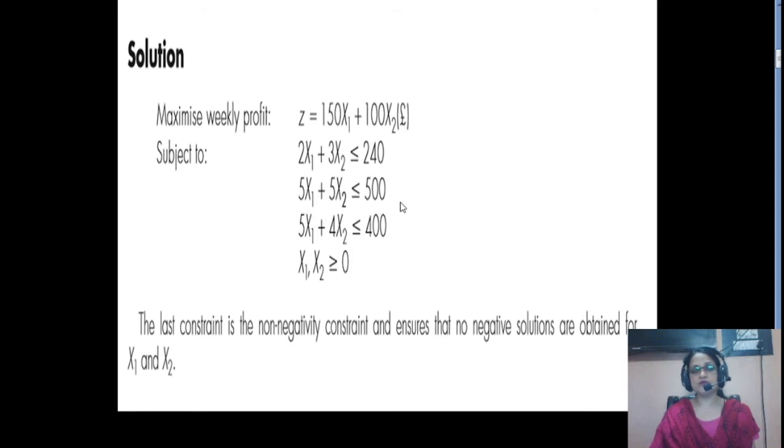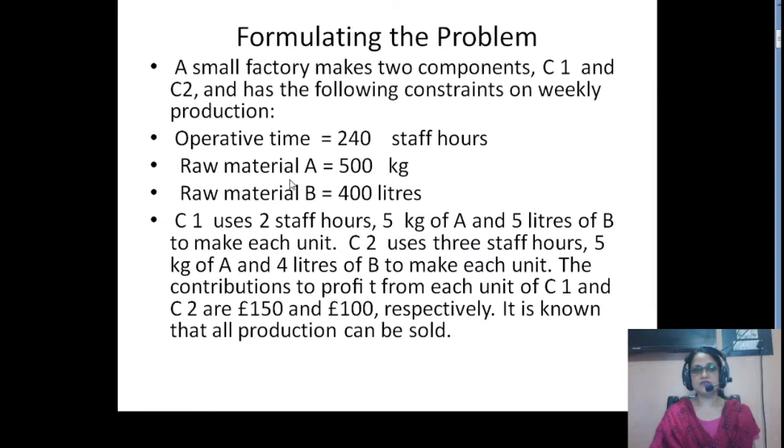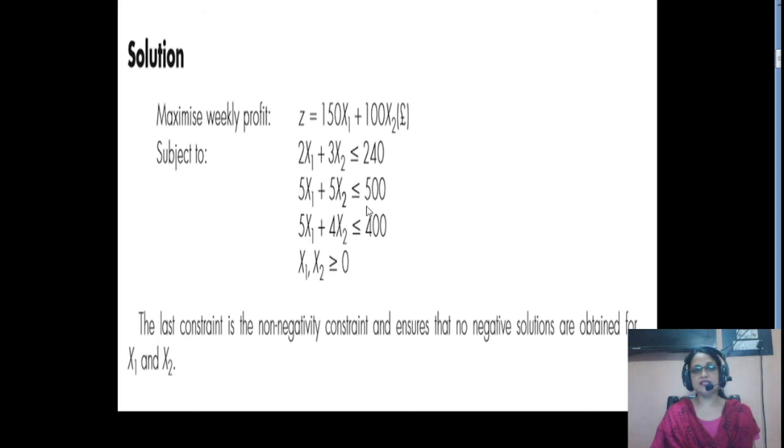The same goes with the raw materials, raw material A and raw material B, right? For raw material A, the supply is limited to 500 kgs, and for raw material B, the supply is limited to 400 liters, right? So these are the equations: 5x1 plus 5x2 less than or equal to 500, then 5x1 plus 4x2 less than or equal to 400. It is given in the question how materials A and B will be consumed by C1 and C2. Now this is the non-negativity condition.